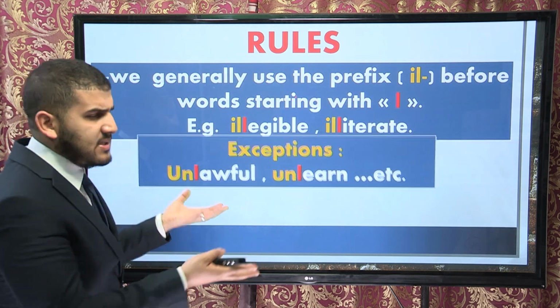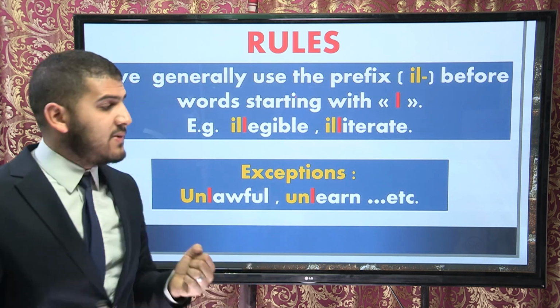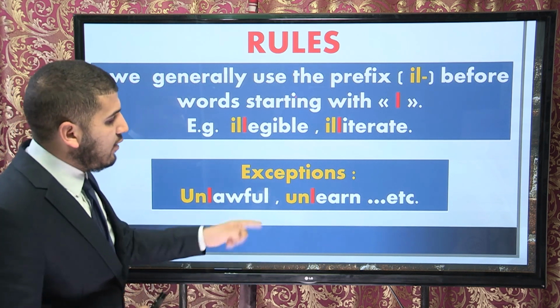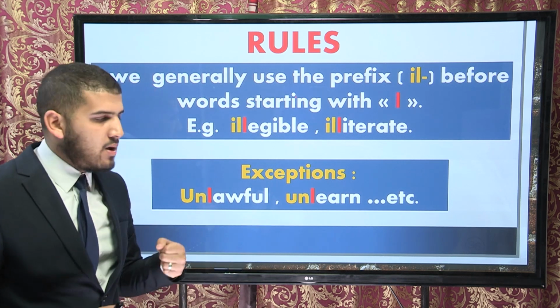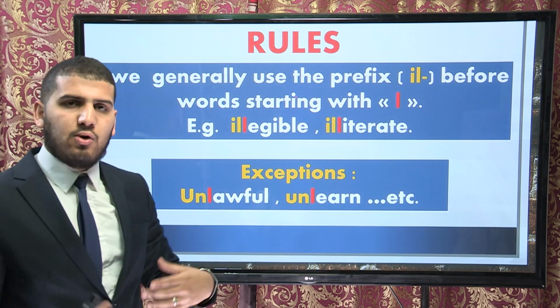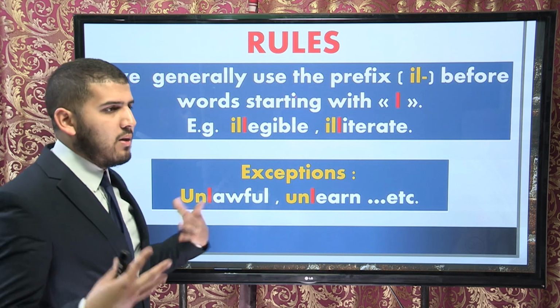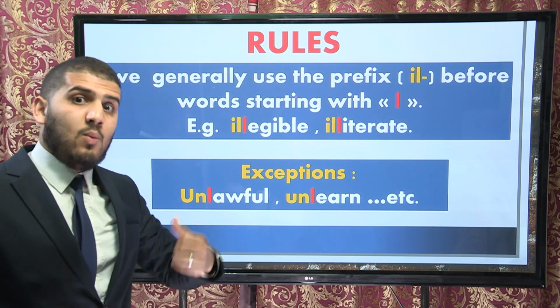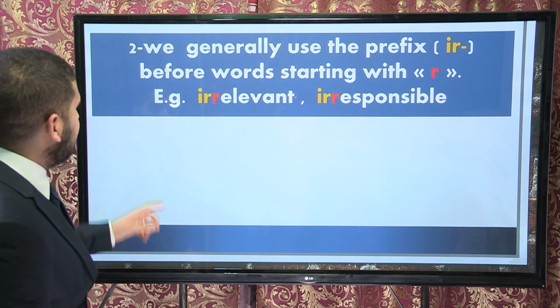However, we have some exceptions. Grammar is full of exceptions. So, lawful, we don't say illawful, but we say unlawful. And learn, we don't say illearn, we say unlearn, etc. We have some exceptions, but these are the two most important exceptions when it comes to this rule.